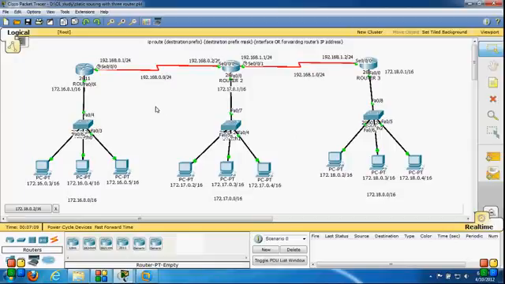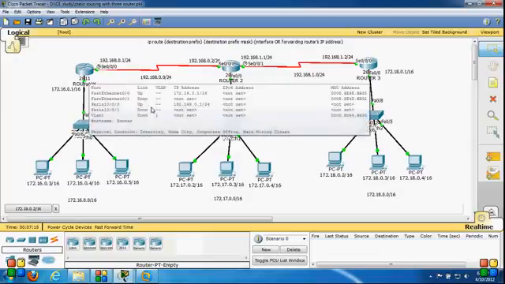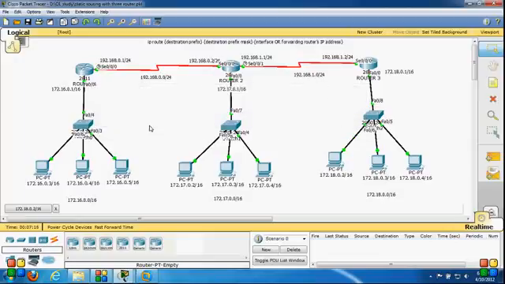We know that all routers know by default the directly connected routes. So if we talk about router 2, router 2 knows the directly connected routes which are 192.168.0.0, 172.17.0.0 and 192.168.1.0. So these three networks router 2 knows by default.